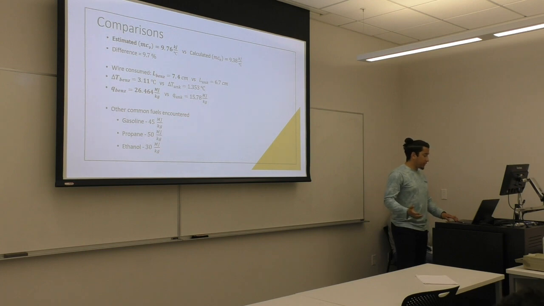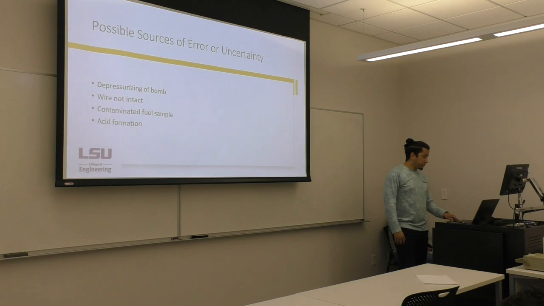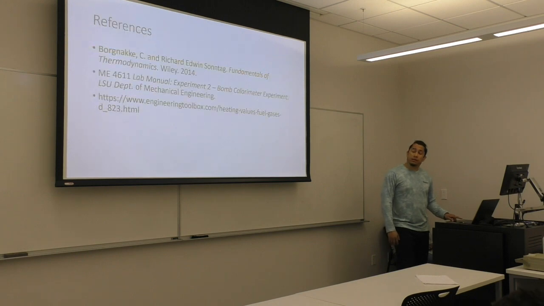Some common fuels encountered are gasoline, propane, ethanol. Their values are here. And this is important because it lets us know that the higher the heating value, the less fuel you actually have to consume, therefore more energy per fuel. Possible uncertainty: depressurizing of the bomb, wire not intact, and such things. And yeah, these are my references.